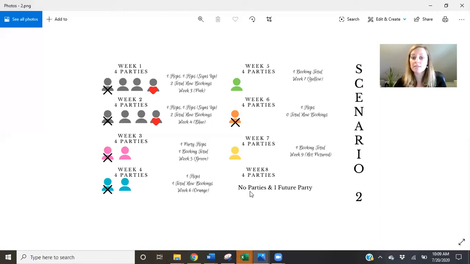And so you can see the dramatic difference between scenario 1 and scenario 2 in ensuring that you're getting 2 to 3 bookings from every single party, no matter what. 1 booking is not enough. 1 booking, you will run out of business very quickly. And this is exactly what happened in scenario 2. So I hope those visuals helped you understand the importance of getting 2 to 3 bookings from every single party.